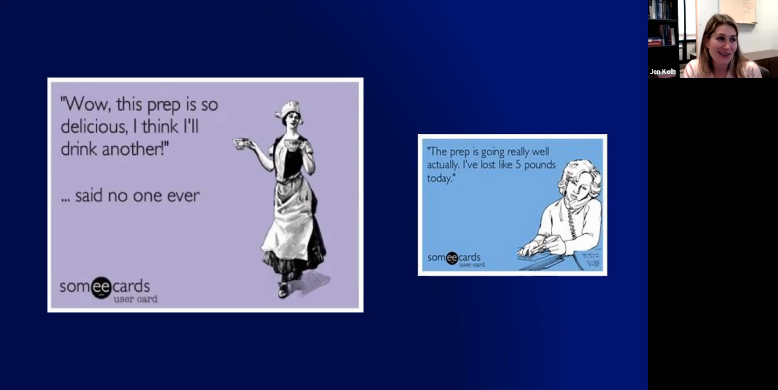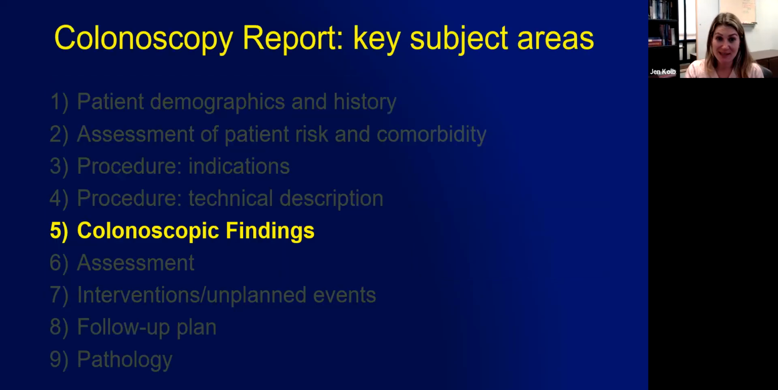The second cartoon I really like because some patients, not all, but some will say, you know what, I feel great, what a cleanse. And we do have a lot of patients who get these procedures for constipation, and sometimes this is kind of like a reset for what that's worth. So those are the technical descriptions.